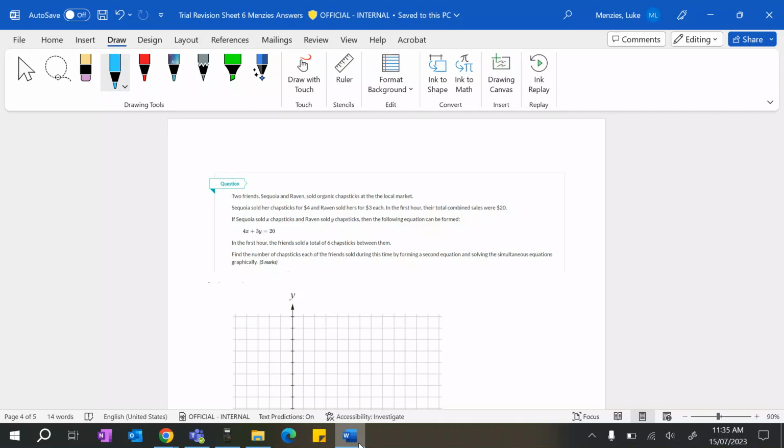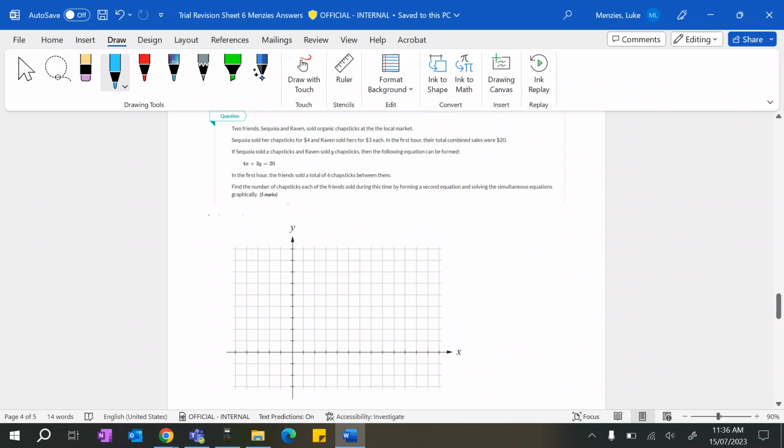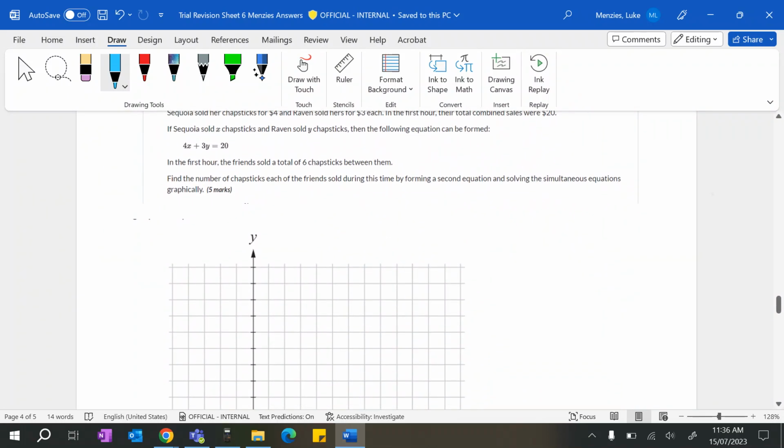Find the number of chapsticks each friend sold during this time by forming a second equation and solve them simultaneously graphically. Whoa, 5 marks. That is insane. So, okay. First thing, you want to be able to graph the first one. And why this is worth so much is it's particularly hard, particularly rearranging this or graphing this. So let's do it.